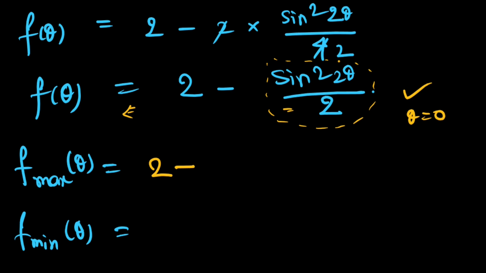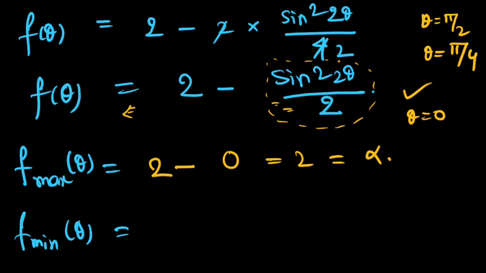So 2 minus, when you put theta equal to 0 here, that is 0. That is 2 and this is actually alpha. And we find the minimum value. So we know that sine theta is maximum at theta equal to pi by 2. Here sine 2 theta is involved, so theta is maximum at pi by 4, divided by 2. So 2 is here, so divided by 2, theta is equal to pi by 4. Therefore, we put the maximum value of this function, then we get the minimum value of f theta.